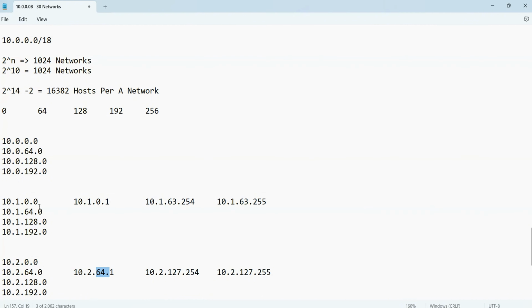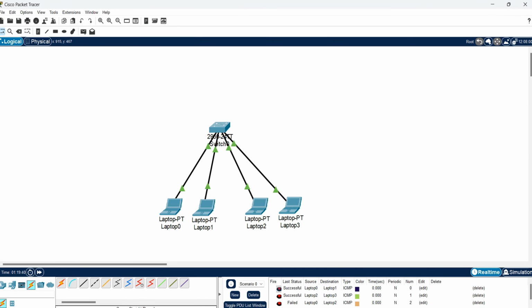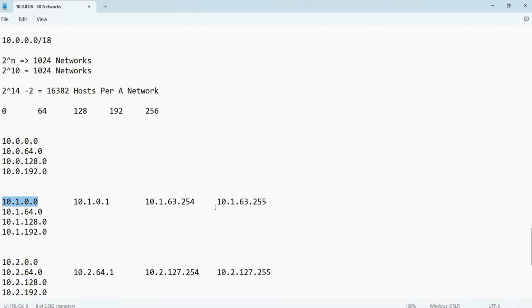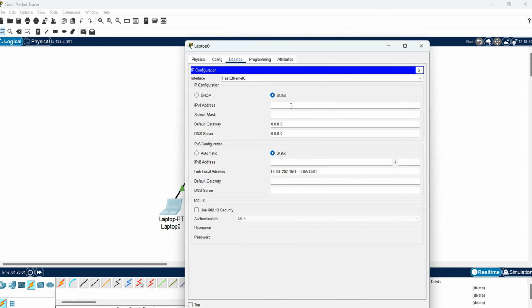Okay, let me try and put this as an IP address. So I'm going to go back. 10.1.0.0, and this one 255.255.192.0. Doesn't work. It's the network. All right. So look what I'm going to do over here. 10.1.0.1. And I'm going to change this to 255.255.192.0. Then I'm going to close.